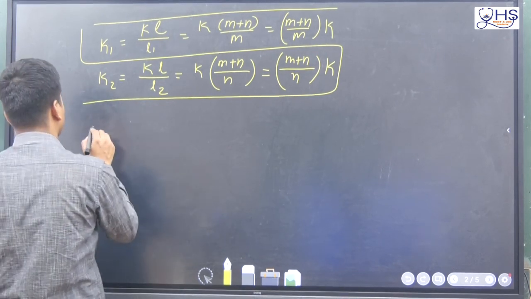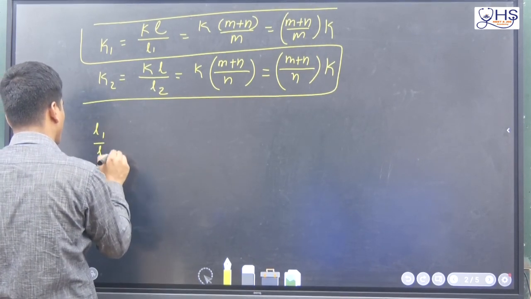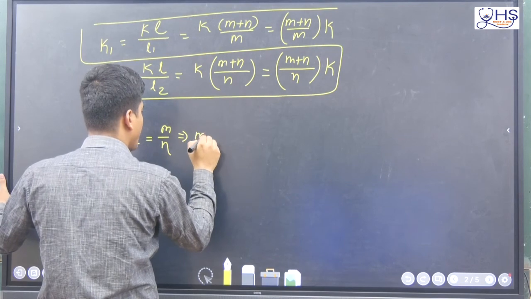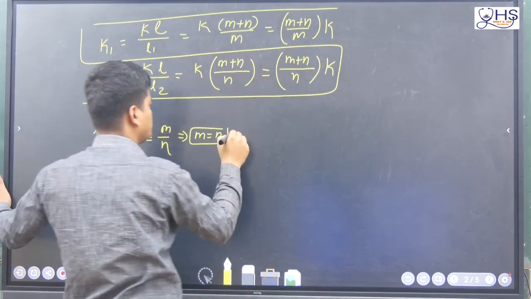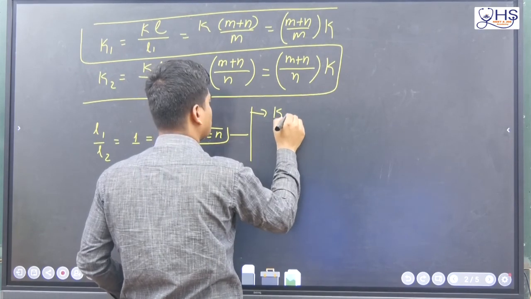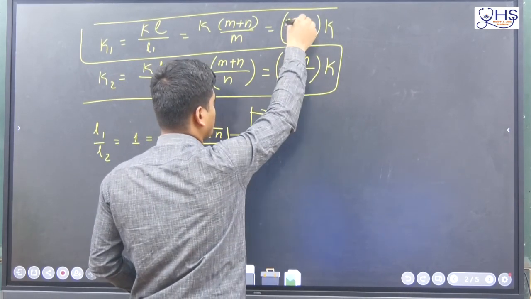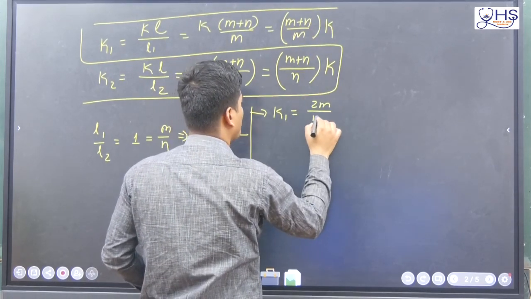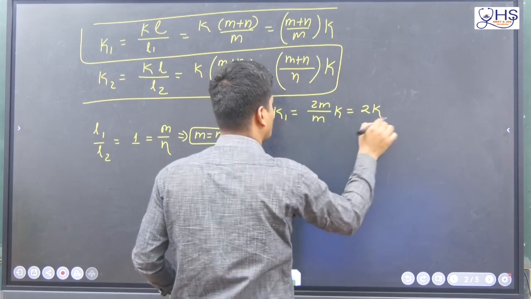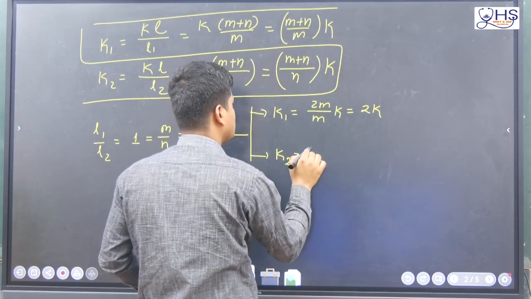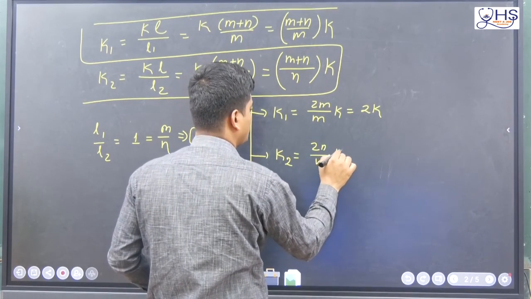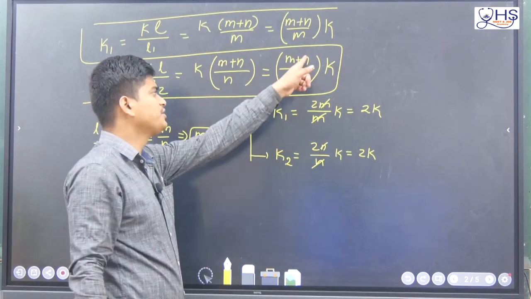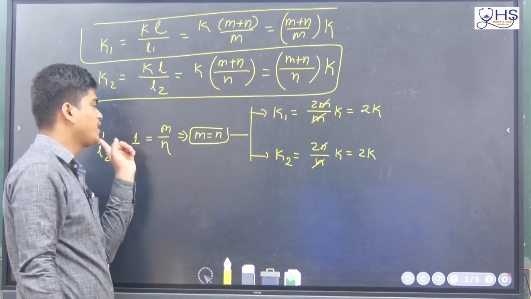Okay. Now, you see here, suppose I am telling my L1 by L2 ratio is nothing but 1. So 1 means M by N is also 1, that implies M equal to N. So here, if you substitute M equal to N, then my K1, how much? It will be 2M by M into K, that means 2K. Similarly, K2, if you want to calculate, 2N by N into K, that is also 2K. So that means N gets cancelled here, M gets cancelled. Remember, in place of M you are taking N, because M equal to N for this case.